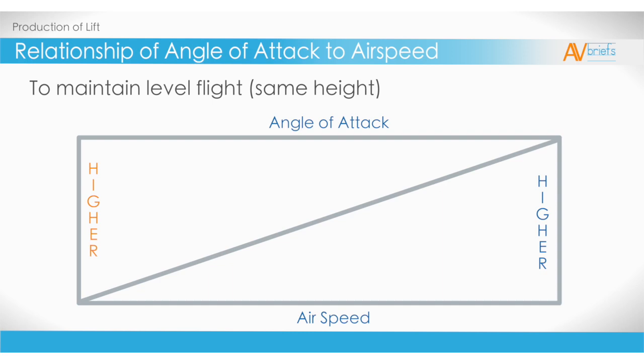The relationship is simply, the higher a given airspeed being produced, the lower the angle of attack needed to maintain level flight. The reverse is true also. The lower the airspeed, the higher the angle of attack required to maintain level flight.